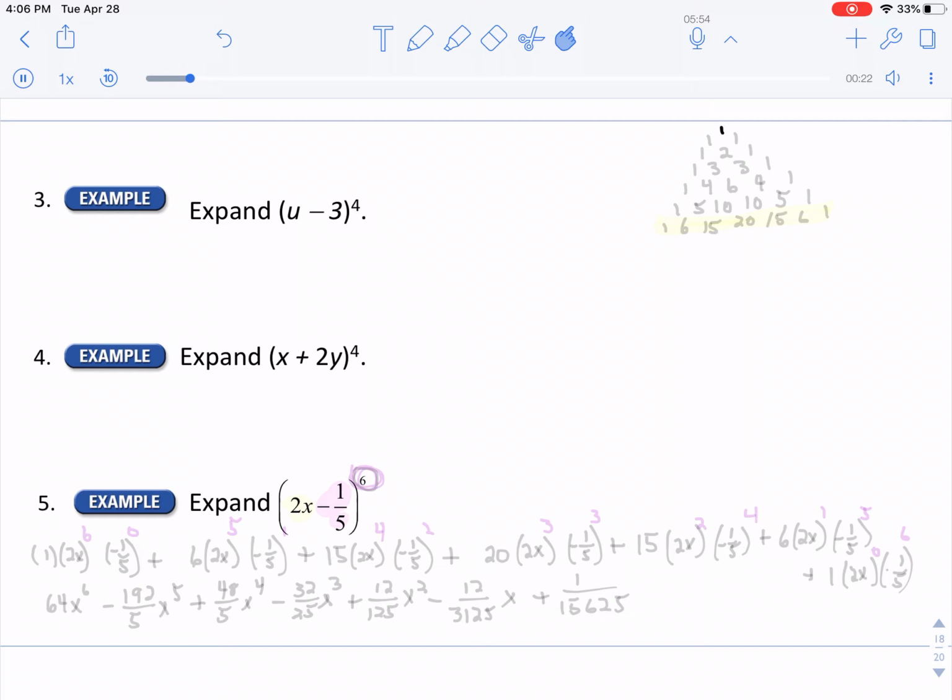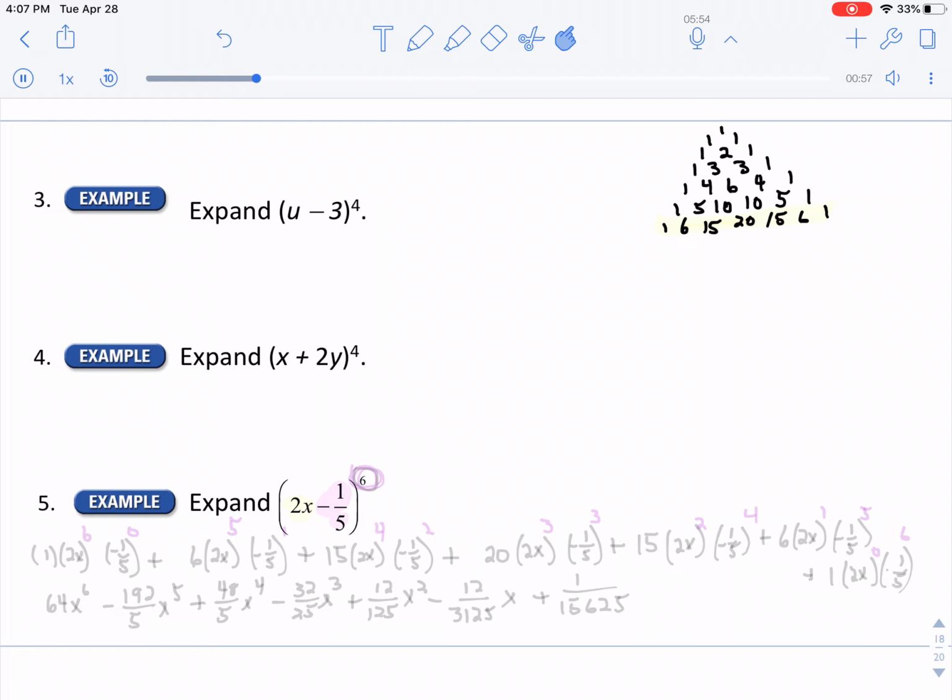I've got 1, 1, 1, 1, 2, 1, 1, 3, 3, 1, 1, 4, 6, 4, 1, 1, 5, 10, 10, 5, 1, 1, 6, 15, 20, 15, 6, 1, and that should do it. Let me just check to make sure. 0, 1, 2, 3, 4, 5, 6 rows.